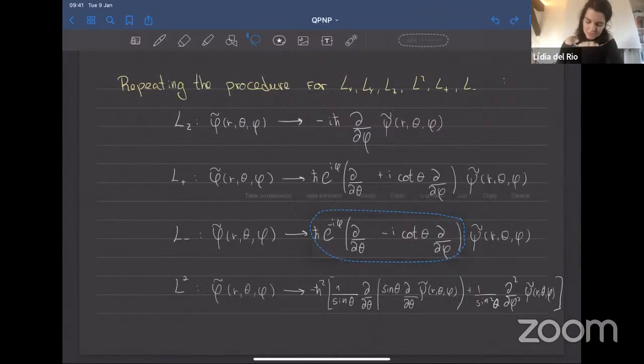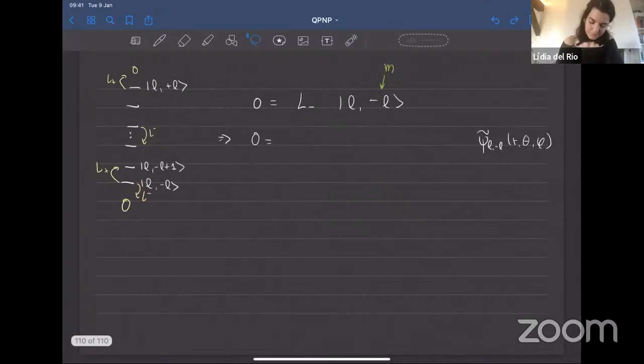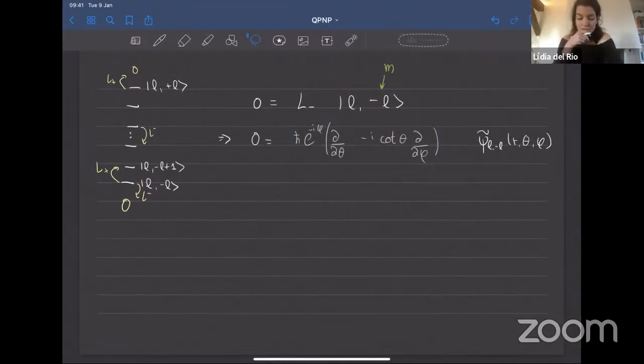It acts on the wave function like this. Okay. So now we simplify this. Well, zero equals, this is a constant that's not zero, so we can get rid of it for free. And then what do we have?